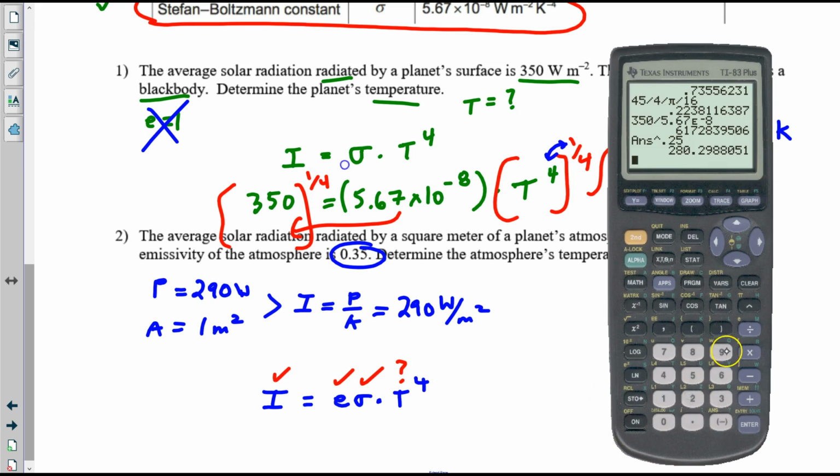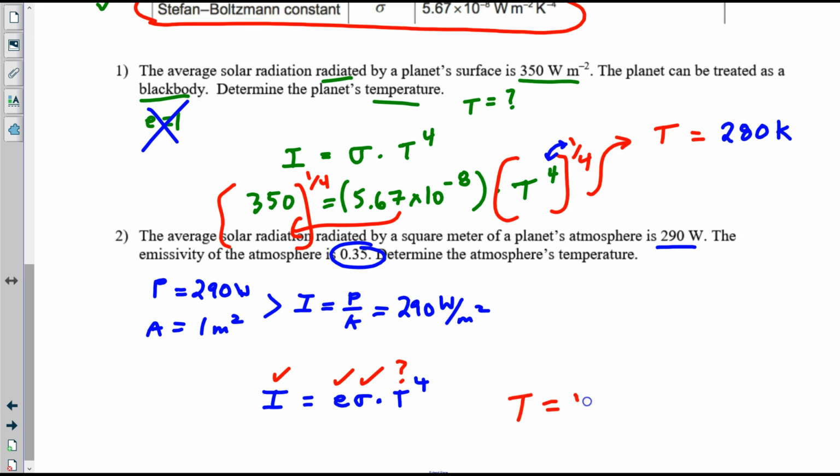You solve in the exact same way for temperature. But this time, what's it going to be? 290 over 0.35. You have to divide by 5.67 times 10 to the minus 8. And that is equal to T to the 4th. To get rid of the T to the 4th, we take both sides and raise each side to the power of 0.25. 348, let's say, is the Kelvin temperature.